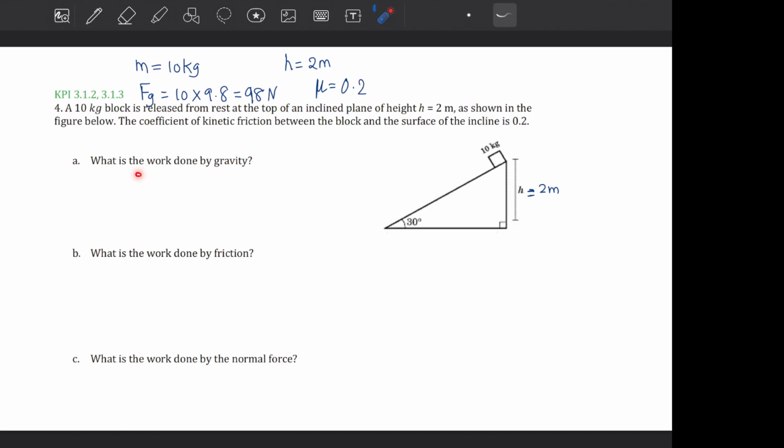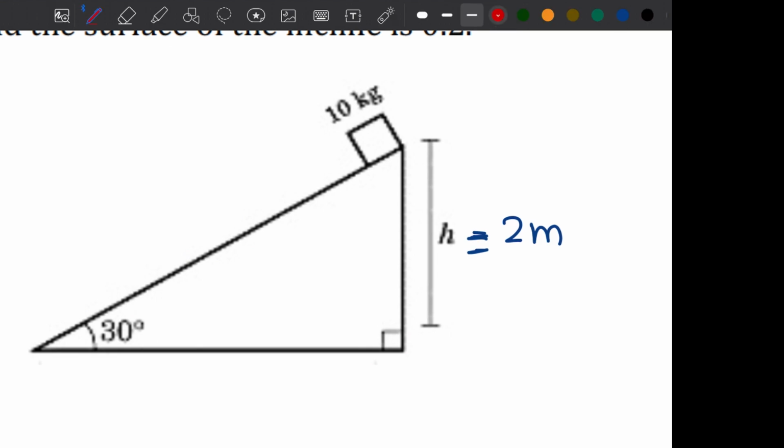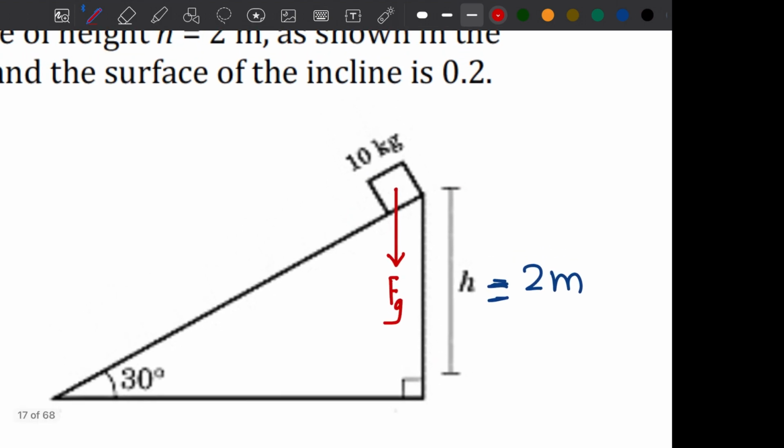It's asking us to calculate what is the work done by gravity, then work done by friction, and work done by normal force. So first thing, we have to draw our forces on this block on the diagram. So let's just focus on the object and let's draw all the forces. So the force of gravity is going to act vertically downwards, which is Fg. Then normal force is going to be perpendicular to this surface. So this is the surface on which the block is kept. We need to draw a normal force perpendicular to this surface, which will look like this.